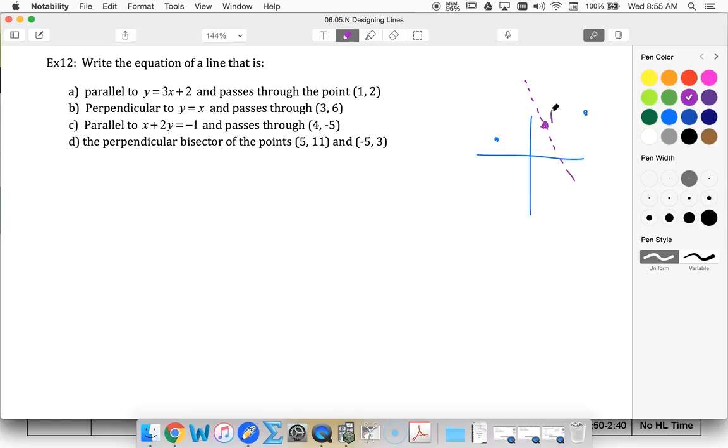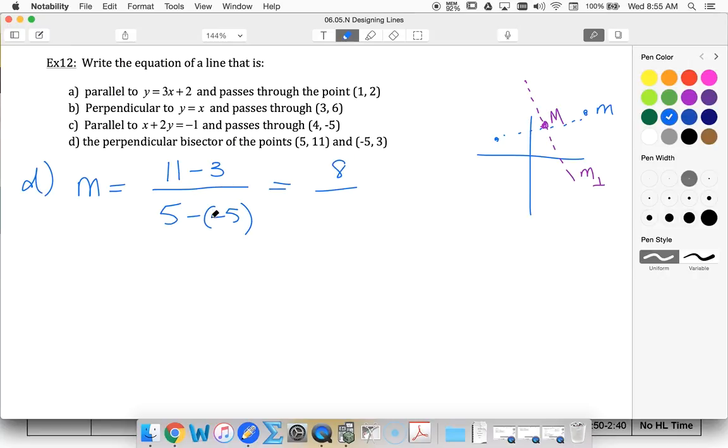So I'm going to go through the midpoint, and my slope is going to be perpendicular to the slope between the blue lines. So first of all, my blue line is determined by these 2 points. So let's find the slope of the blue line. This is problem D. So my slope, I know I'm going to do y minus y, so 11 minus 3 over 5 minus negative 5. So the slope of this line, 11 minus 3 is 8, 5 minus negative 5, well that's like plus, is 10.